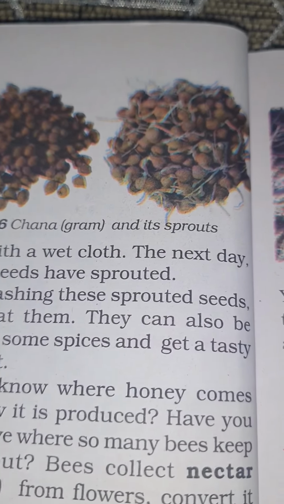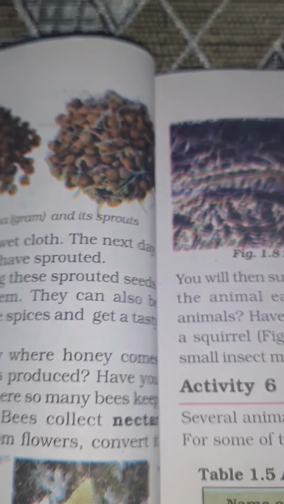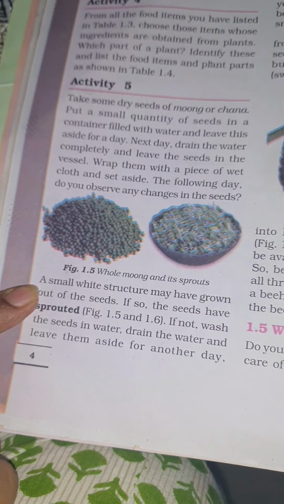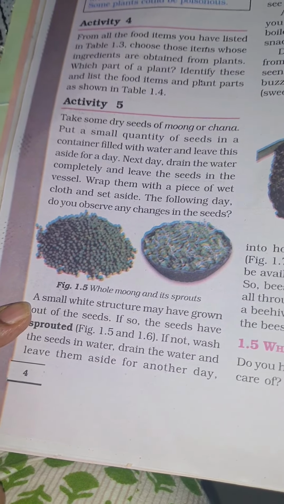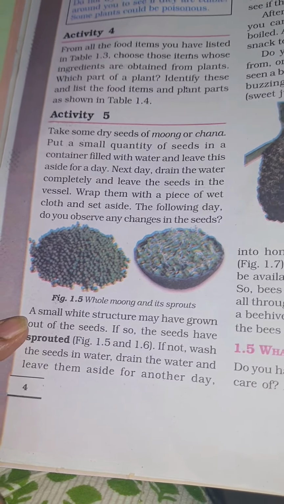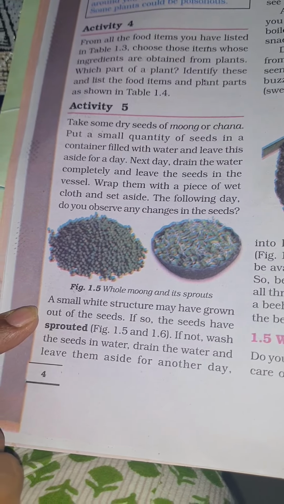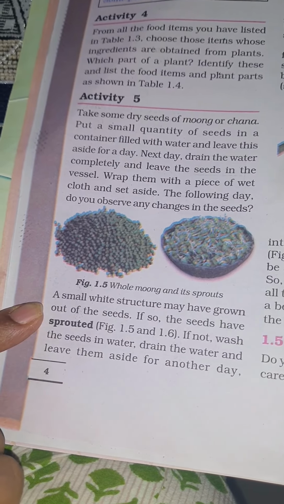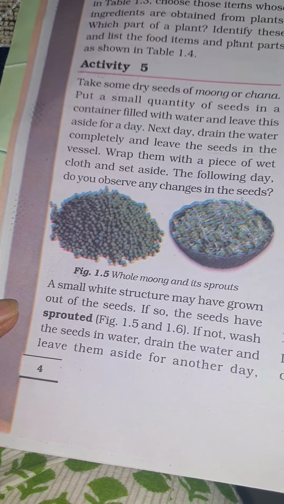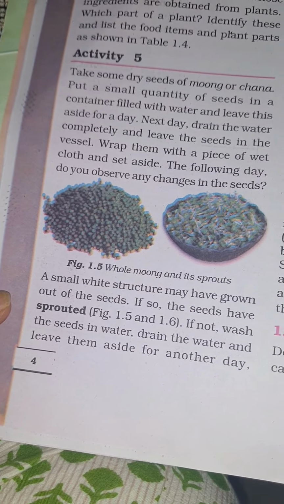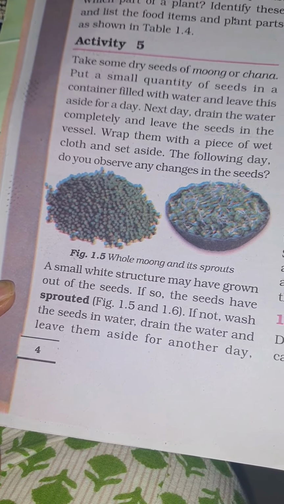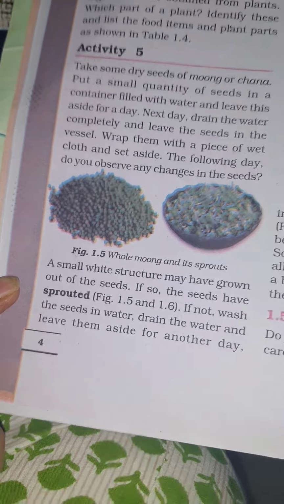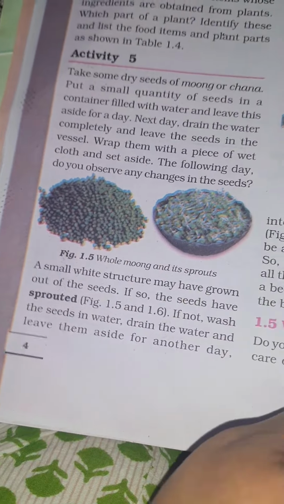Then whole moong and its sprouts also, it is given in the textbook. See, moong or chana: put a small quantity of seeds in a container filled with water, children, and leave it aside for a day. Next day, drain the water completely and leave the seeds in the vessel, then wrap them in a piece of wet cloth and set aside. Next day what happens? They get sprouted. When you keep them in the wet cloth, they sprout. I just explained that, you know. Now see here another way in which plants are useful.